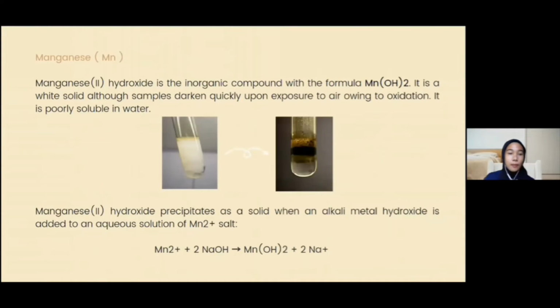Next, we have manganese. Manganese 2 hydroxide is an inorganic compound with the formula Mn(OH)2. It is a white solid, although samples darken quickly upon exposure to air owing to oxidation. It is poorly soluble in water. Manganese 2 hydroxide precipitates as a solid when an alkali metal hydroxide is added to an aqueous solution of Mn2+ salt. So here is the chemical equation for manganese.